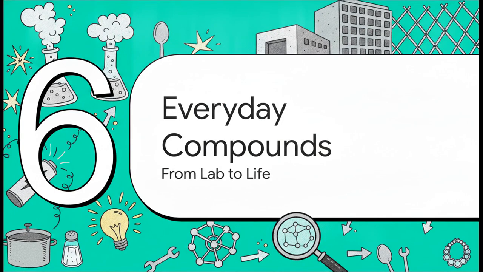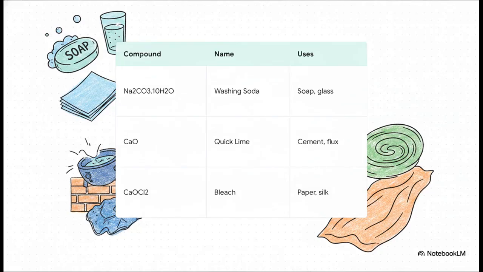Section 6, Everyday Metal Compounds, from Lab to Life. So what happens after the smoke clears? It's kind of amazing to see the transformation of these wild, unstable elements into absolutely essential, boringly stable industrial building blocks. Take sodium carbonate decahydrate. That's commonly known as washing soda. It's crucial for making soap, glass, paper, and even softening water.